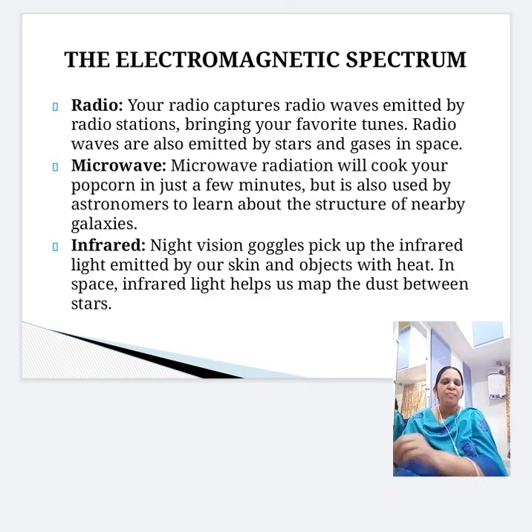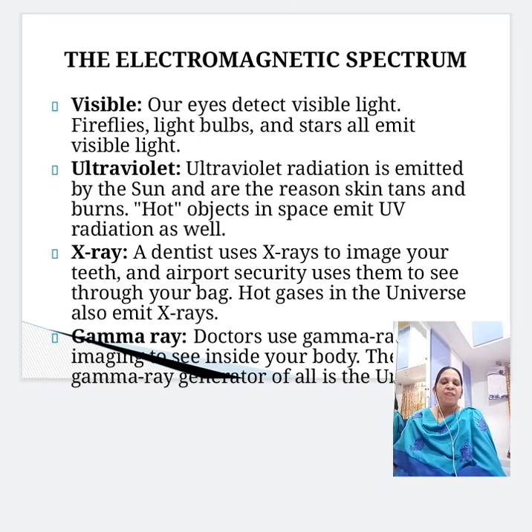It helps us map the dust between the stars. This is the area where we are going to use the ultraviolet infrared rays. Then we have the visible region. Our eyes detect visible light. Fireflies, light bulbs and stars all emit visible light, and our eye also detects visible light.